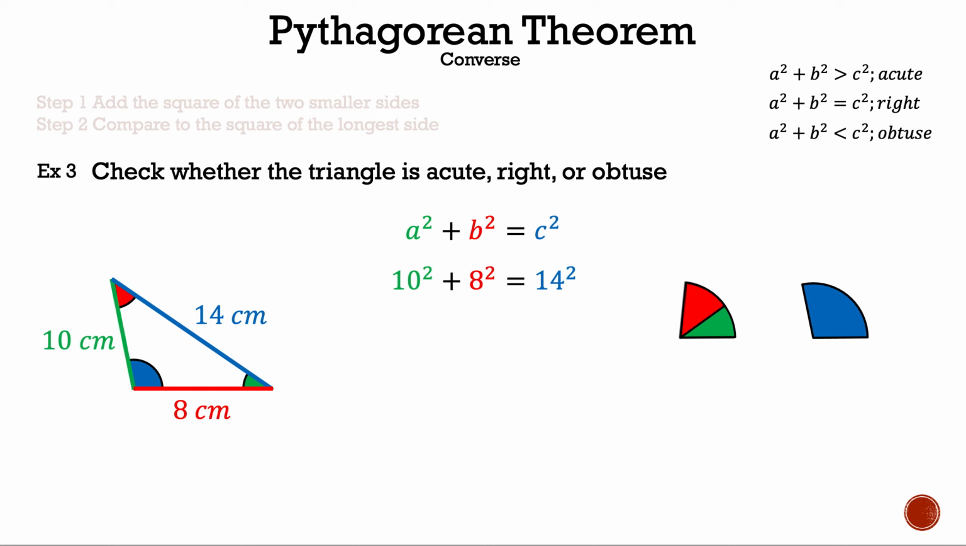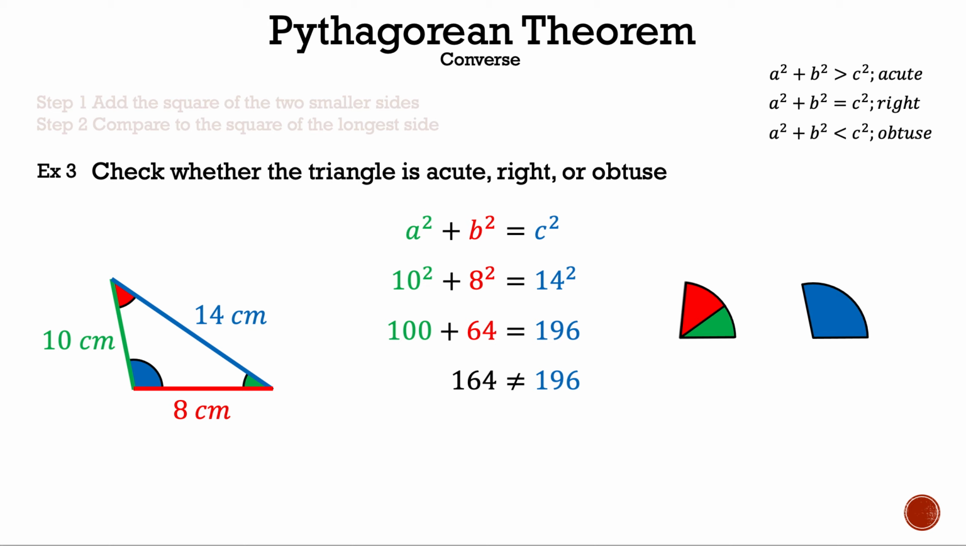And now we have 10 squared plus 8 squared is equal to 14 squared. Can we flip-flop A and B? Yes, we can. We will still get the same answer. And now let's go ahead and do the order of operations and square these numbers. 10 squared is 100, 8 squared is 64, and 14 squared is 196. And now we have 100 plus 64 is equal to 196. So let's go ahead and add the 2 numbers on the left side, and the result of that is 164. Now we have 164 does not equal 196.